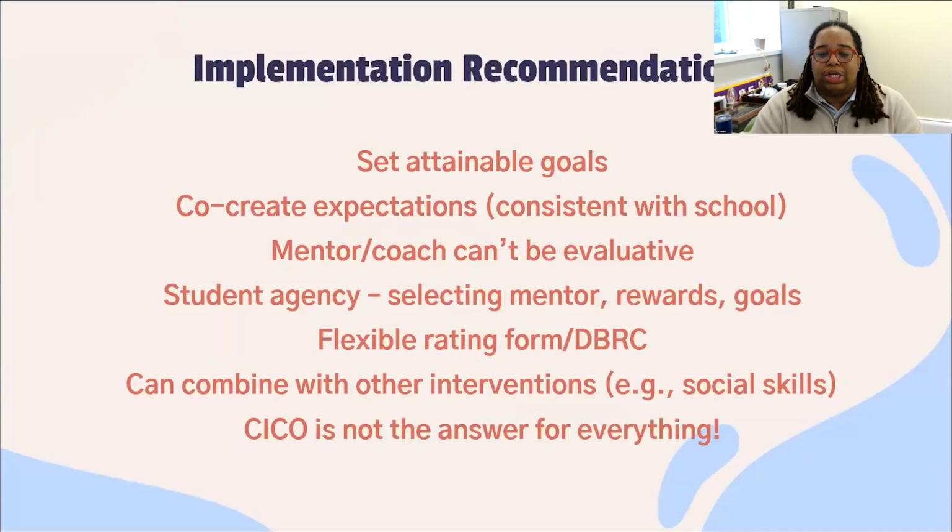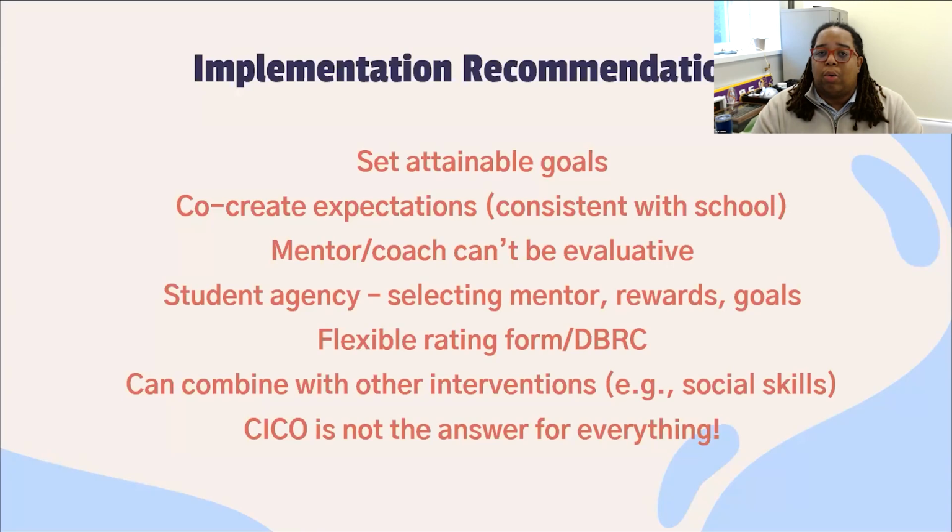So when we're implementing check-in check-out, it's important that we set attainable goals, especially at the beginning. So if it's 20 points, what we want to do is look at how many points they would be getting before we implement the intervention. So it's a good idea maybe for a week to have the teacher filling out the form without the intervention in place, as a baseline to see how many points they would typically get. So we might be at like 4 points out of 20, right? And so then I wouldn't set our goal at 15 points immediately, right? Maybe our goal starts at 8 points and then we gradually increase the goal, right?